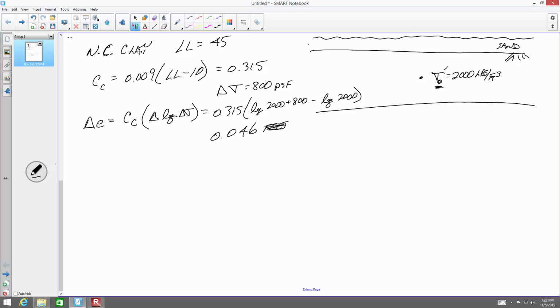Let's see here. Same problem again. Oh, it should be in there, sir. Just write it through the compression index. It's C sub C equals. You just got to redirect it.